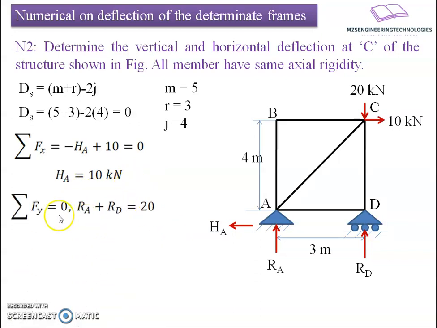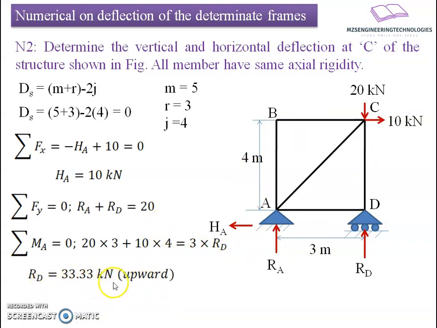Now I will apply vertical equilibrium here. Summation of forces in the vertical direction equals 0 results in RA plus RD, going upward, and 20 kilonewton coming downward, equals 20. And now I will utilize the third equation, summation of moment about the joint A. I will take moment of all forces about the joint A. 20 into 3, it is going to have a clockwise turn here. 30 into 4, it is again generating a clockwise twist here, which equals 3 into RD. RD is going to create an anti-clockwise twist here, that's why 3 into RD. From this relation we get RD equals 33.33 upward.